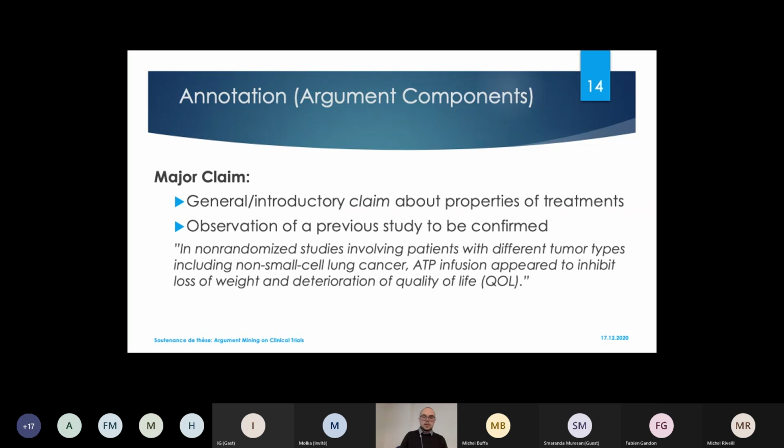And then we have major claims, which are introductory or general claims or observation of a previous study, which needs to be confirmed. So for example, here we can see that the ATP infusion appeared to inhibit loss of weight and deterioration of quality of life. However, these major claims are rather rare in the data set, so only 3% of the components are major claims. And since they are structurally very similar to normal claims for the classification task, we merged these two labels into one class.